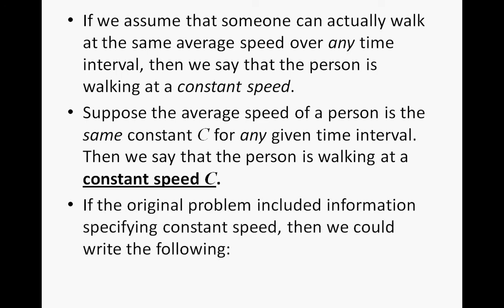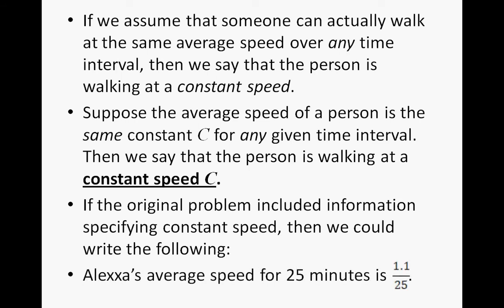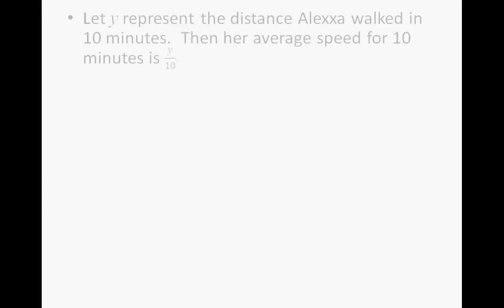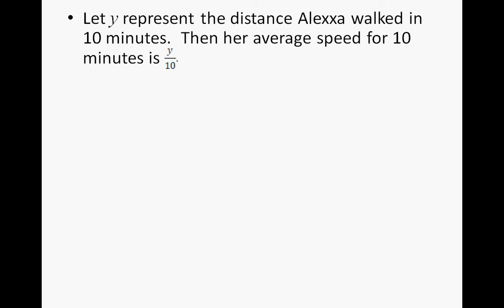If the original problem included information specifying constant speed, then we could write the following. Alexa's average speed for 25 minutes is 1.1 divided by 25. So let y represent the distance Alexa walked in 10 minutes. Then her average speed for 10 minutes is y divided by 10.